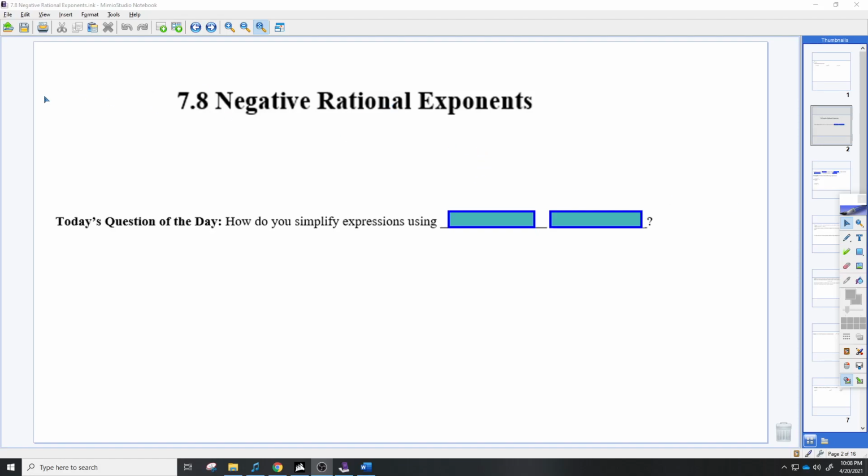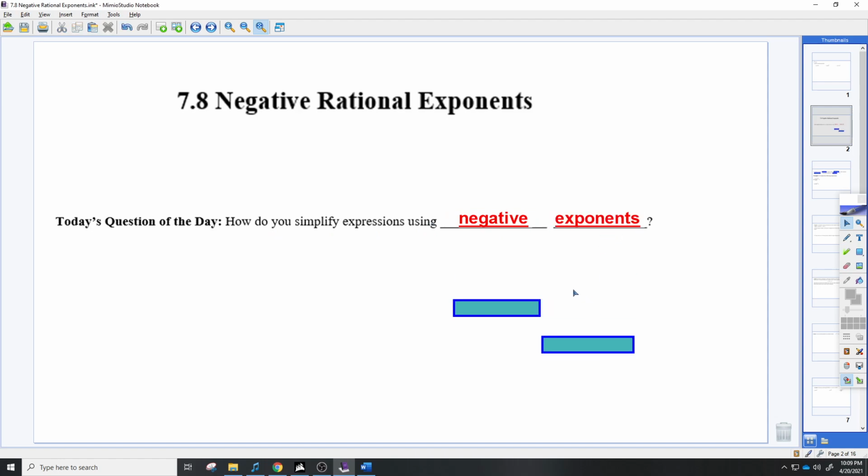This will be the last section of Chapter 7. 7.8, we're going to do negative rational exponents. So the question is, how do you simplify expressions if we have negative exponents? We've already done this before, we just have not done it with fractions. So I'm going to take you through how to do that.